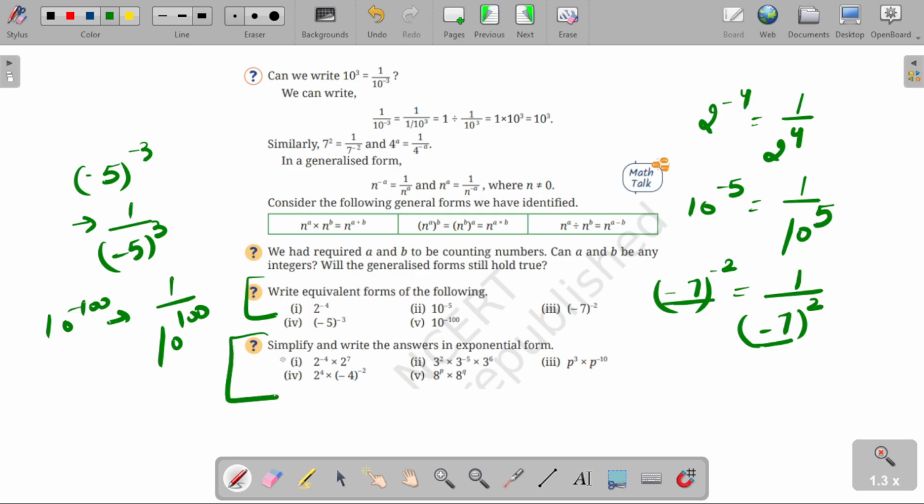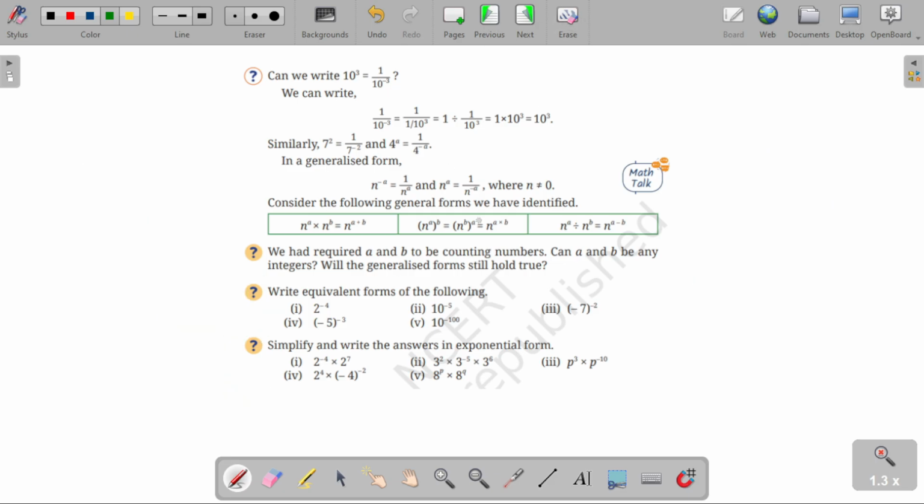And now you need to simplify and write the answers. Okay, so how will we do it? First part, you have 2 raised to power minus 4 into 2 raised to 7. You need to simplify it. Now we are using all the rules we have done all together. Okay, bases are same, they are in multiply, so the powers will be added. So the answer will be 2 cube. Sorry.